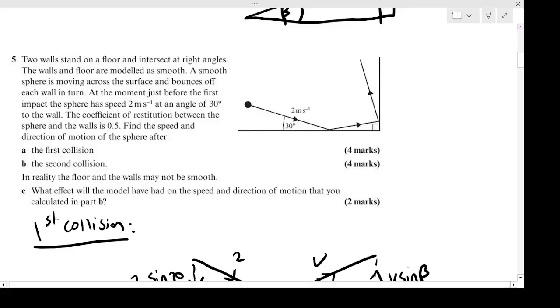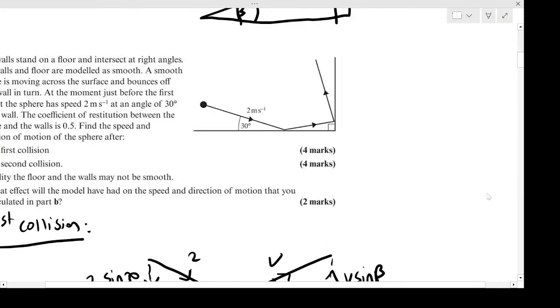Okay. Then we're told in reality, the floor and the walls may not be smooth. What effect will the model have had on the speed and direction of motion you've calculated in part B? In other words, what that's basically saying is what would happen to your answer if the walls and surfaces were no longer smooth. Now remember, smooth means it has no friction. Therefore, if it was not smooth, now we're going to add friction.